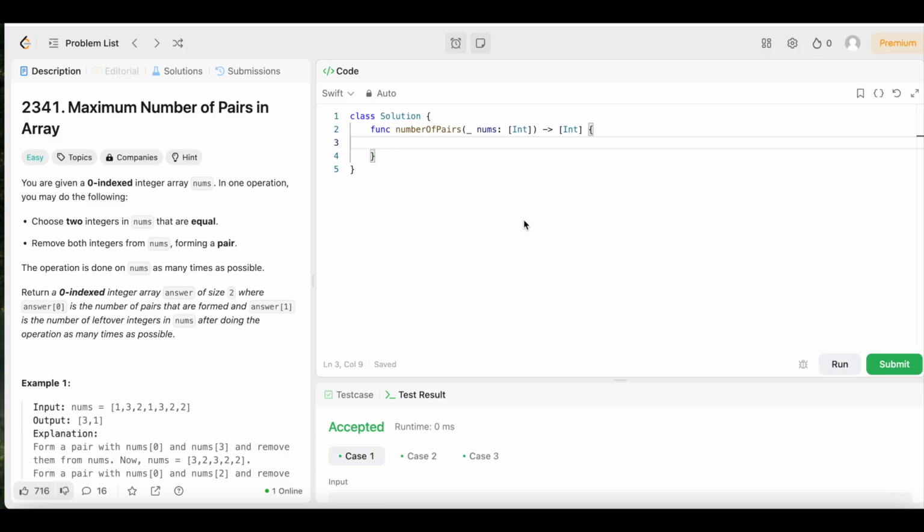All right, y'all, we're back again, another day, another LeetCode problem where we're doing daily LeetCode problems. And today we have question number 2341, maximum number of pairs in an array. The difficulty level is easy, so you already know we're going to keep the solution as simple and easy to understand as possible.